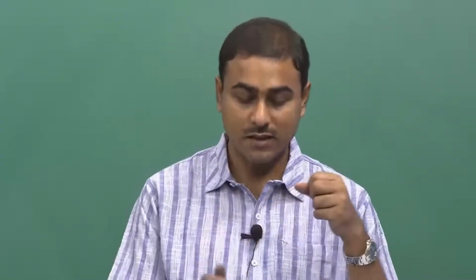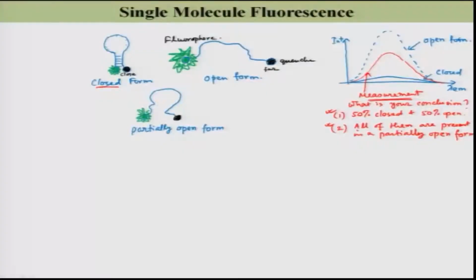Even if you measure the anisotropy, as you know, in the compact structure of the closed form the steady state anisotropy will be smaller, and in the open form the steady state anisotropy will be larger. But as a mixture, because in anisotropy we are looking at all the molecules together, we cannot distinguish whether it is a mixture of fully open and fully closed, or all of them are partially open. So, we cannot do that. The only solution is that we have to look at the molecules individually.